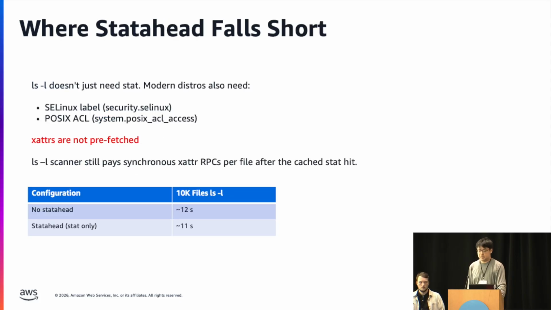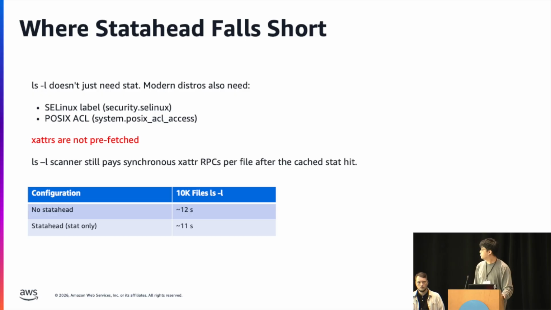So what is not enough for the existing StatAhead method is it doesn't fetch extended attributes. Modern distros, for commands like ls -l, also need SELinux labels and POSIX ACLs. Those are all extended attributes that are not prefetched. So even with StatAhead enabled, you still need to pay the synchronous extended attribute RPC cost per file.